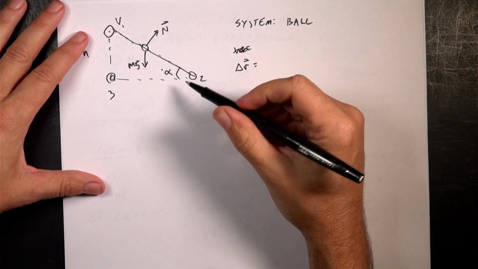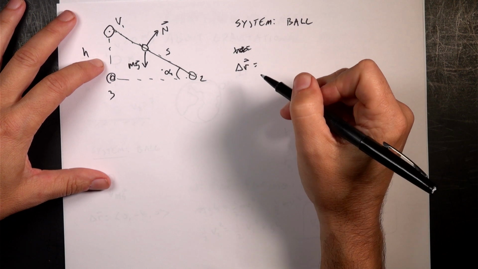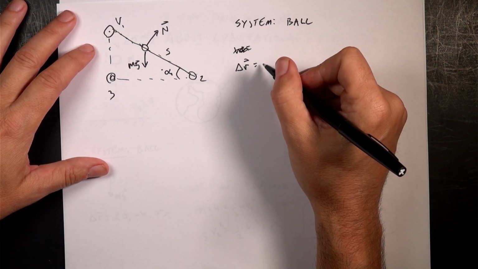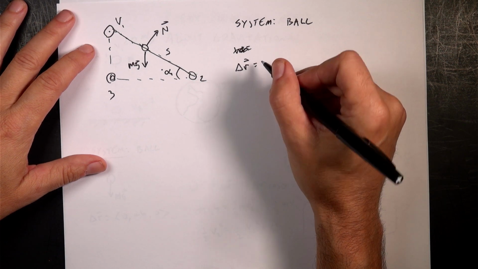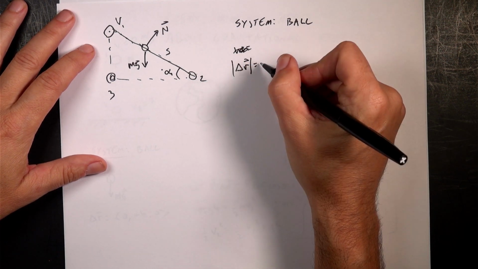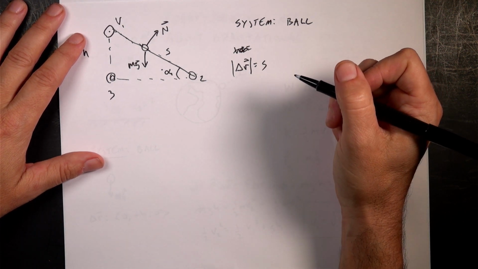Okay, so if that's the angle theta, then let's call this distance S. So this is going to be equal to, I'm trying to think if I should write it as a vector or just as a magnitude. Let's try writing it as a magnitude, S. Let's just do that. Okay. We don't know what it is, and it's fine for right now.